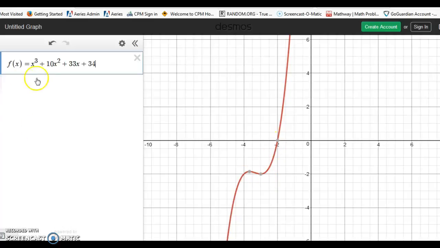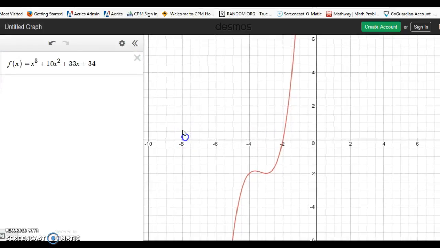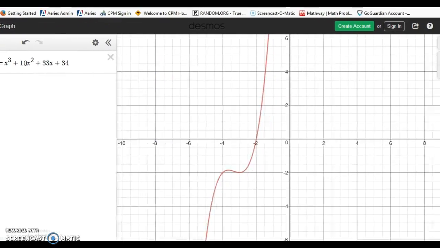And now notice power of 3. So if we're describing end behavior, we know it's a positive leading coefficient. So as x approaches negative infinity, y approaches negative infinity. As x approaches positive infinity, y is approaching positive infinity. Notice that we only cross it at one spot. Okay, so again, we're just double checking that we did our math correctly. So beautiful. All right, so let's go ahead and try one more example.